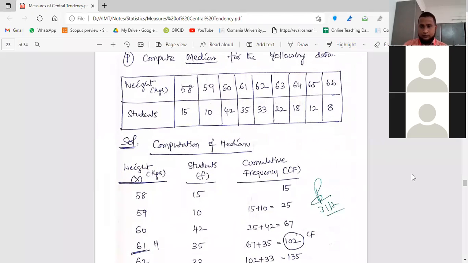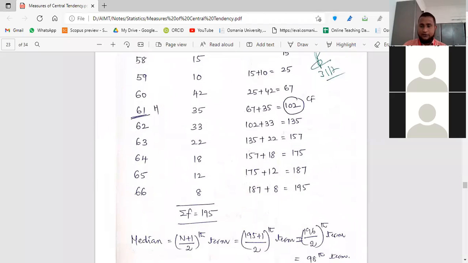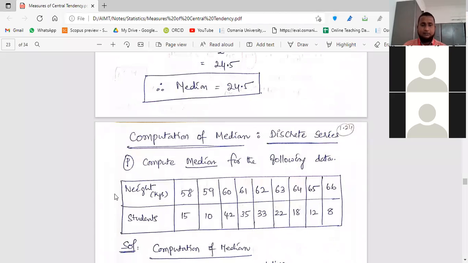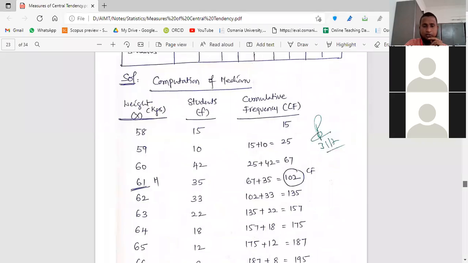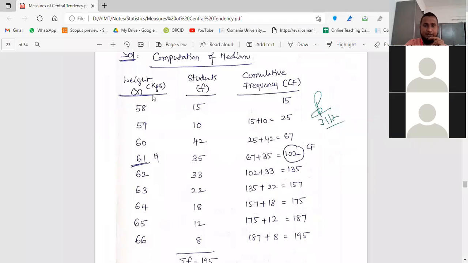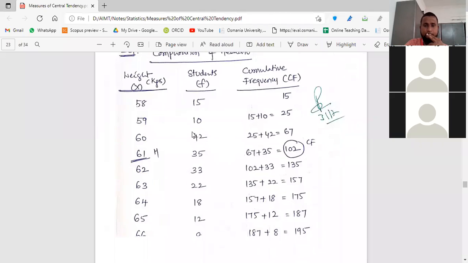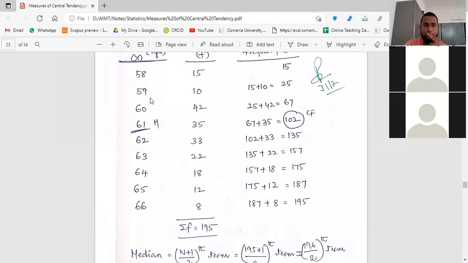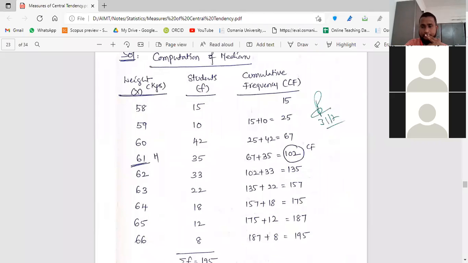So you have to solve the problem like this. Understand first what is there. The data is given in terms of weight and students. So weight of the students: 58 kgs, 59 kgs, 60 kgs like that. And the number of students with 58 kgs, the data is given like that. Now how to compute the median: first the weight will be treated as X and frequency is students. So there are 9 terms.